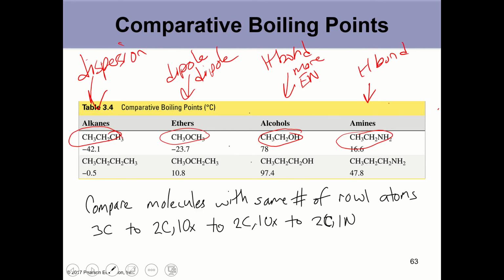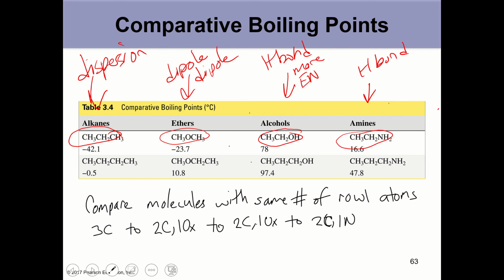Comparing boiling points of molecules that have the same number of row 1 atoms, so this chart is specifically comparing molecules with the same number of row 1 atoms. Either we have 3 carbons, 2 carbons and 1 oxygen, or 2 carbons and 1 nitrogen. The relative mass of these molecules is similar. The relative size is similar. So that is a very important distinction.